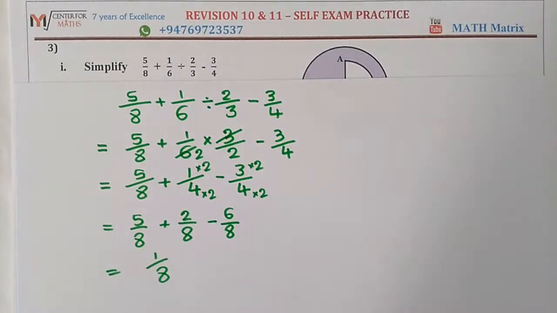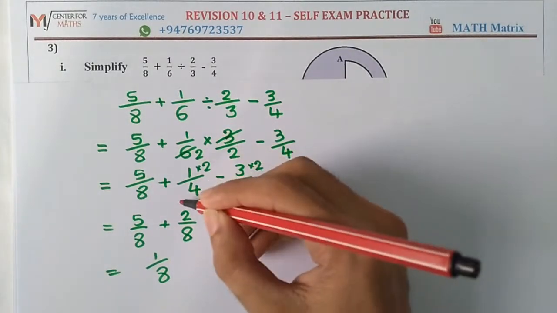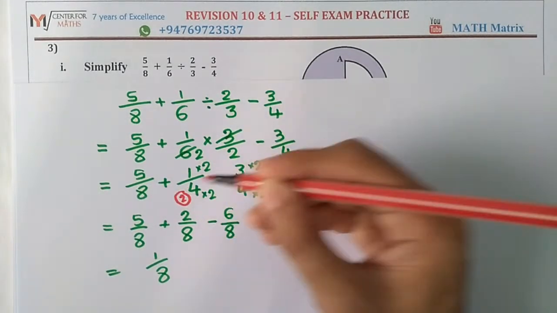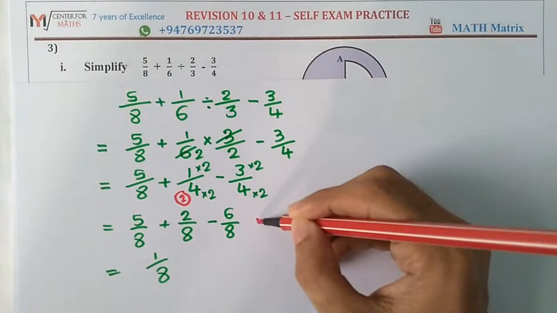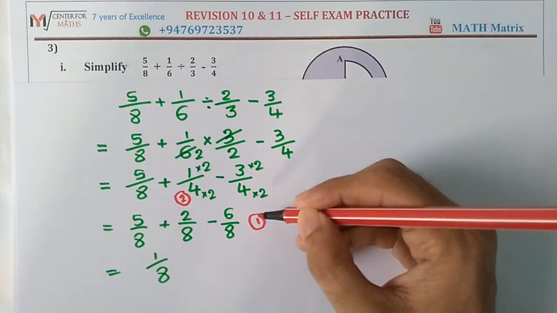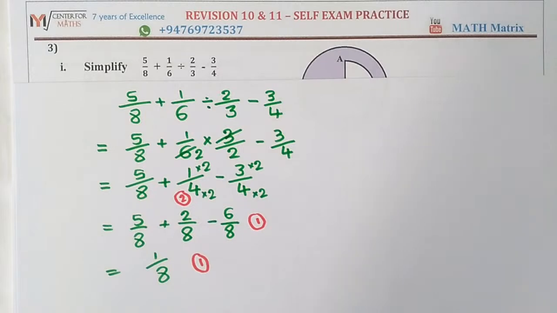So here how to give the marks. If you have got this 1 over 4 by simplifying the division, you can give 2 marks for that. Right. And for this step, 1 mark again for finding the LCM and all. And for the last step, again 1 mark, 1 over 8. So 4 marks covered. Mark this down.